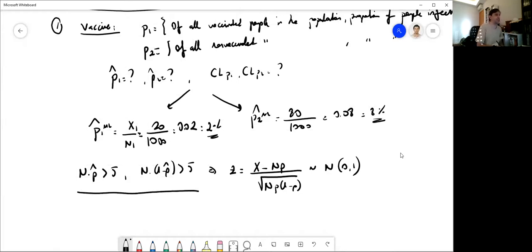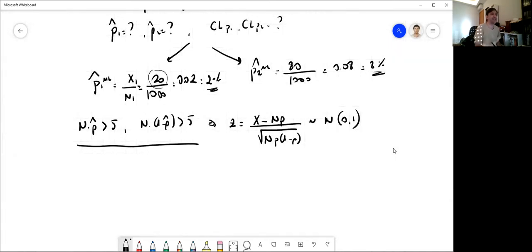Let's check these conditions for these two cases. For N1 and N2, actually this corresponds to X1 here. So it's going to be 20, and the other value is going to be 980. And for this case, it's going to be 80, and it's going to be 920, the other value. So both of these values exceed 5. Therefore, the Z statistic is going to be normal distributed. Actually, this statistic is going to be standard normal distributed.